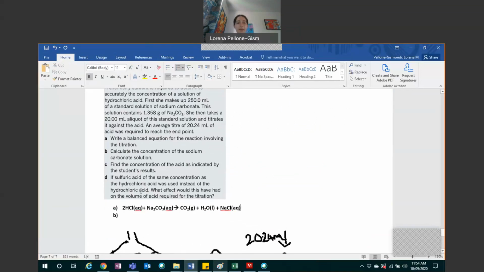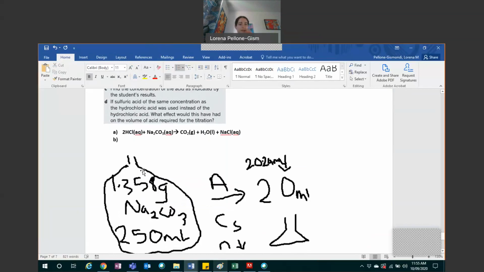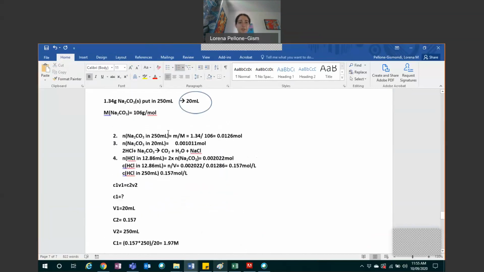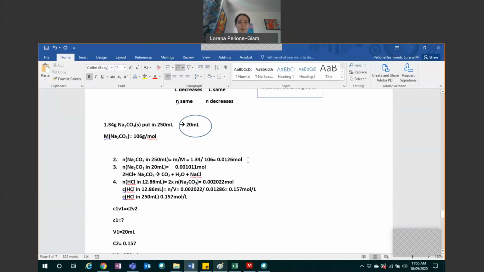And we all know that water is a liquid and salt is soluble in water. Part B, calculate the concentration of the sodium carbonate solution. We've got the mass there, so we can work out the moles of the sodium carbonate solution. A lot of stuff I can copy from up here actually, which is nice. We want to do mass over molar mass.